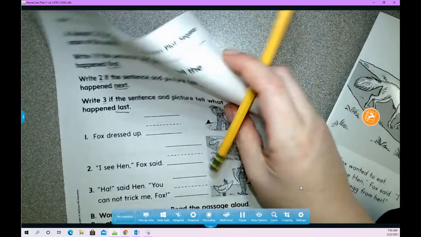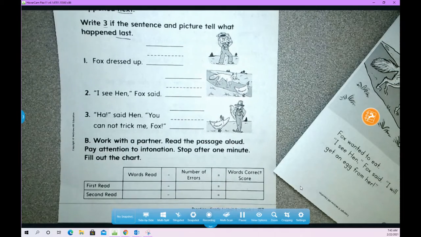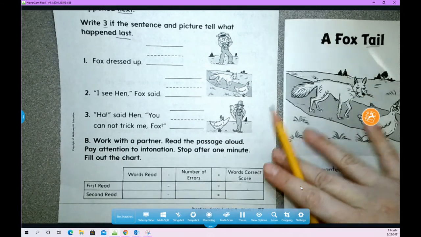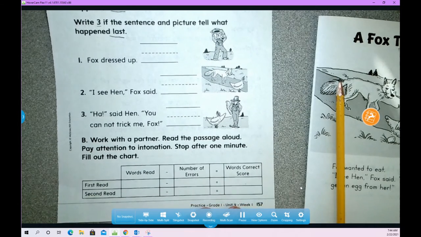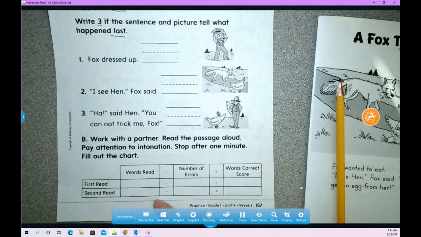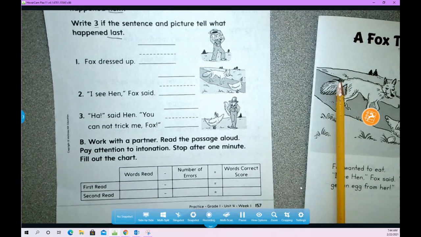Then the last thing you're going to do, it says work with a partner. So if you have a brother or sister, ask your brother and sister to help you with this part. If you don't, then maybe mom and dad can help you at nighttime or when they're done with working. They can help you do this part.